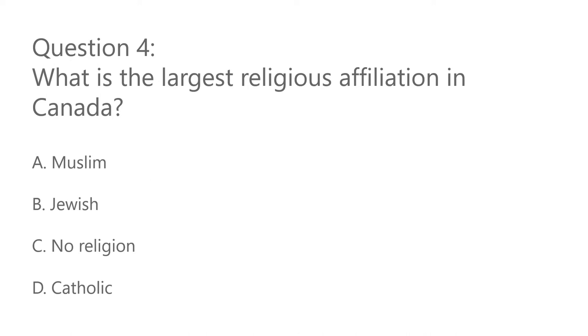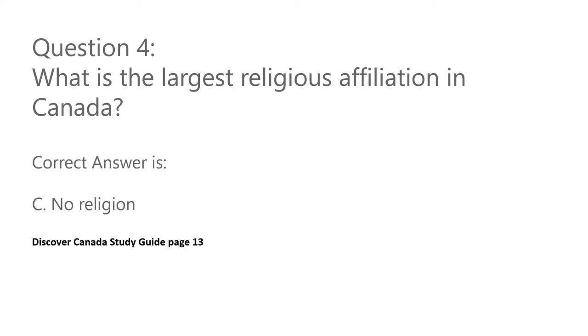Question 4. What is the largest religious affiliation in Canada? A. Muslim. B. Jewish. C. No religion. D. Catholic. Correct answer is C. No religion. Discover Canada Study Guide, page 13.